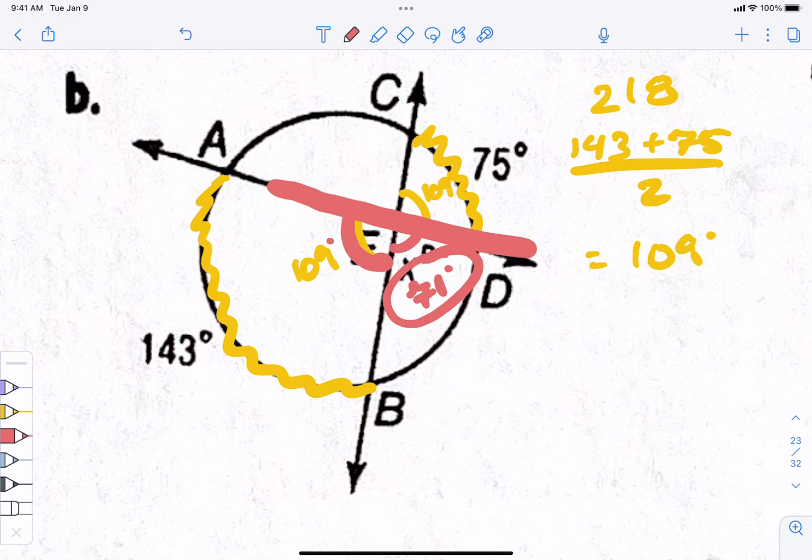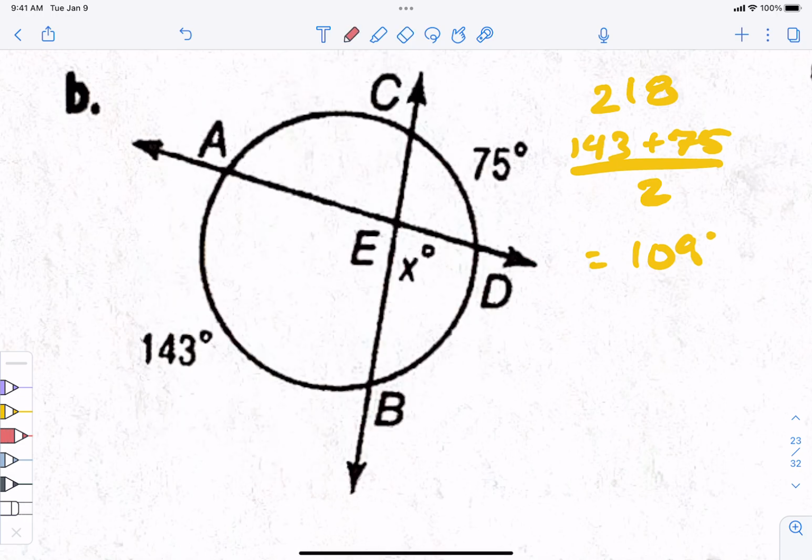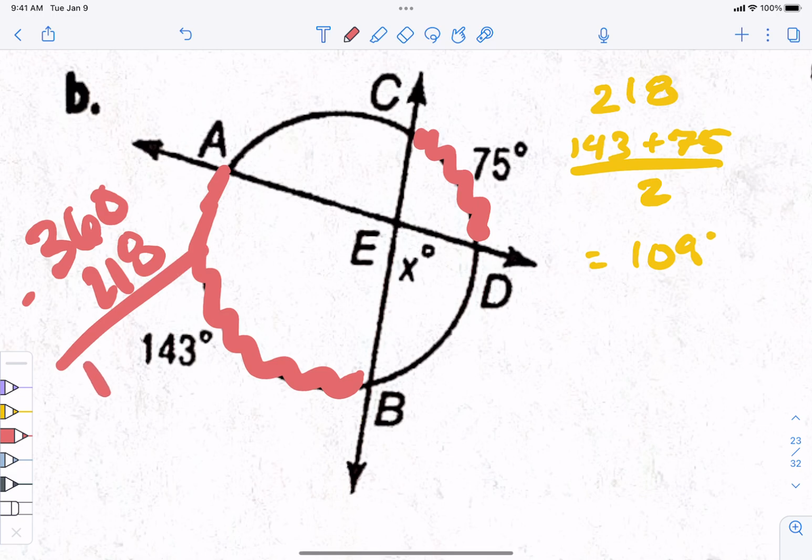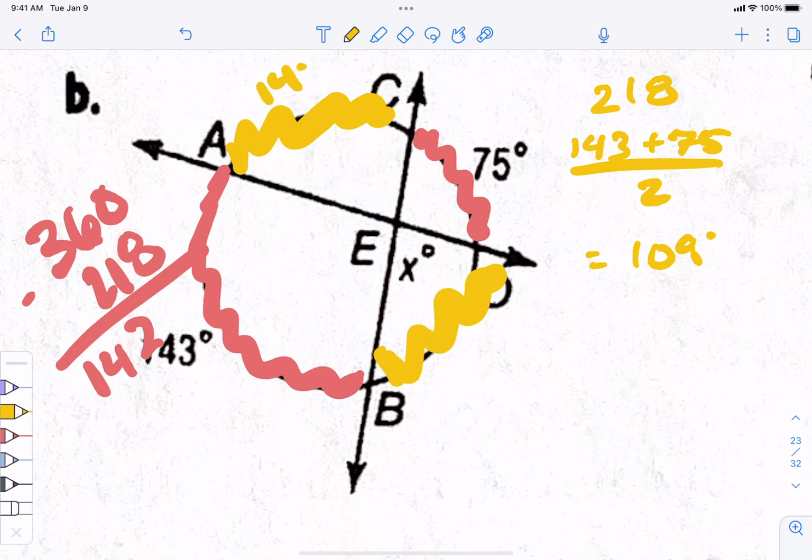Now, the first period class did that a different way. Half of them did it this way, half of them did it some other way. You want me to show you the other way? I'm going to erase. Okay. They said, this guy right here plus this guy right here, that's 218 degrees. And if we subtract that from 360, that is, what did we say? 142. So that means that this and this added together is 142.